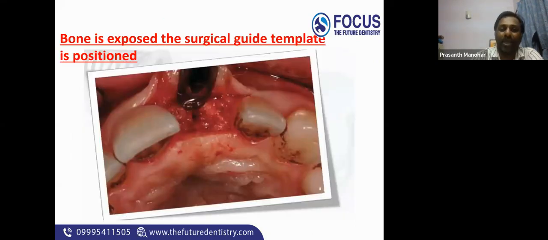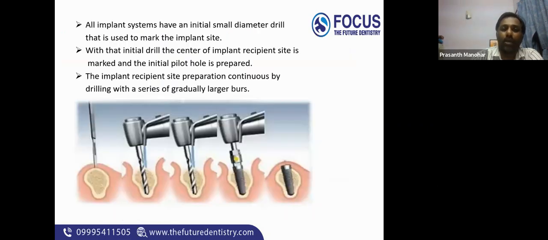Expose the bone. You can use a surgical guide for implant positioning. Drill it, sequential drilling. The drill should be placed at the center of the implant recipient site. Understood? It should be drilled at the center of the implant recipient site. Sequentially, we'll have to use larger burs so that the required width of the osteotomy site is obtained for the implant placement.